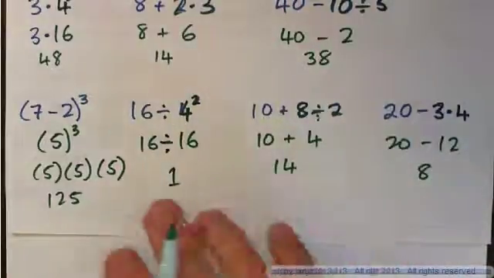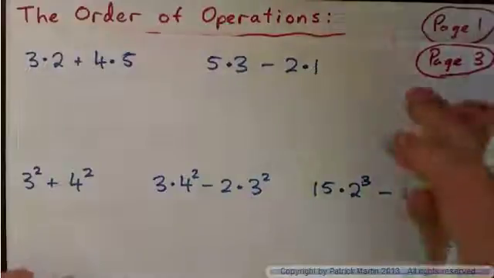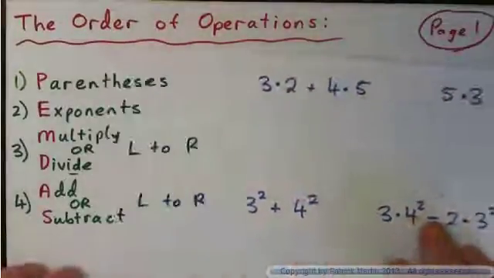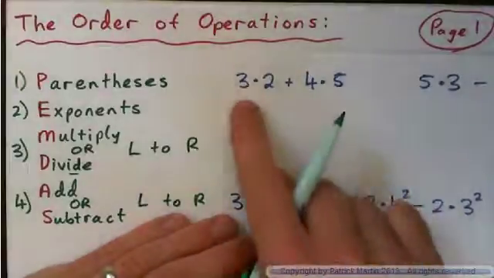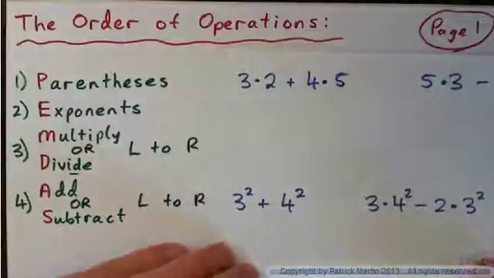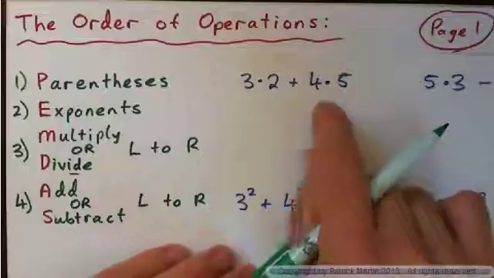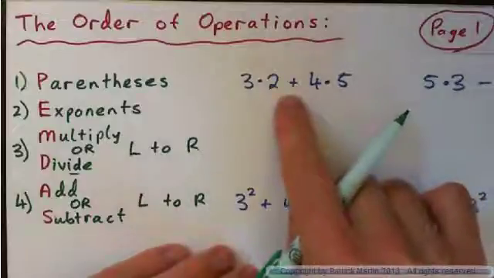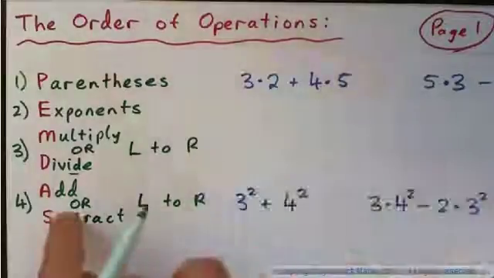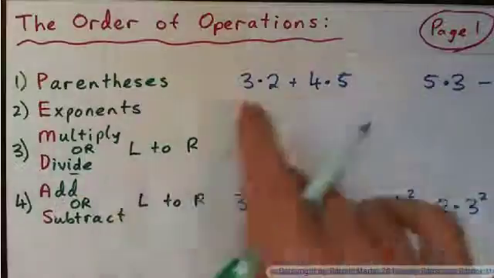Okay. So on to page 3. Let's see. Okay. So if I had something like this, 3 times 2 plus 4 times 5, what do I do first here? I have 2 multiplications and 1 addition, right? So multiply is here, add is down here. So we have to do add last.